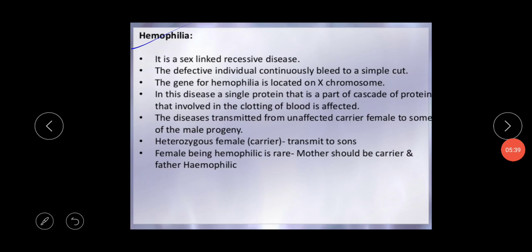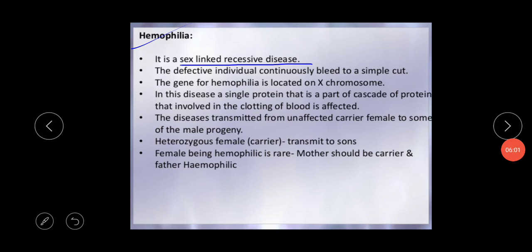The first disease is hemophilia. I think all of you are quite familiar with this disease. It is a sex-linked recessive disease. What is the meaning of this? This is transmitted from an unaffected carrier female to some of the male offspring. So what is the meaning of this?